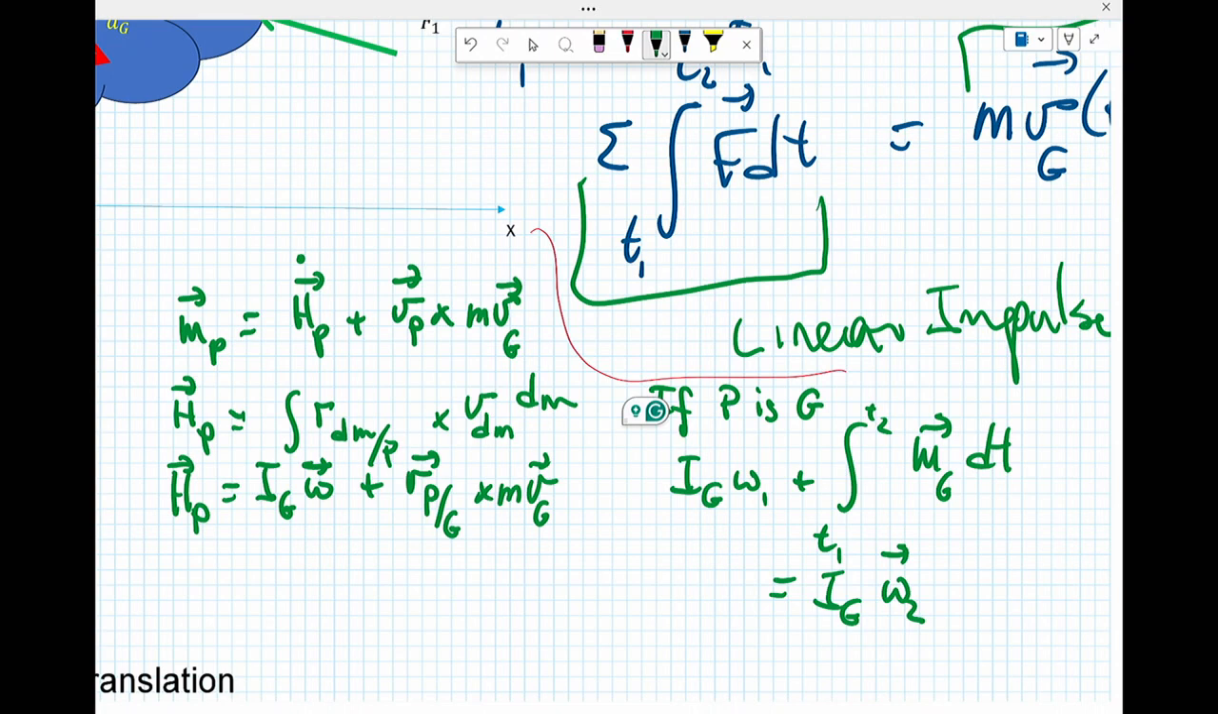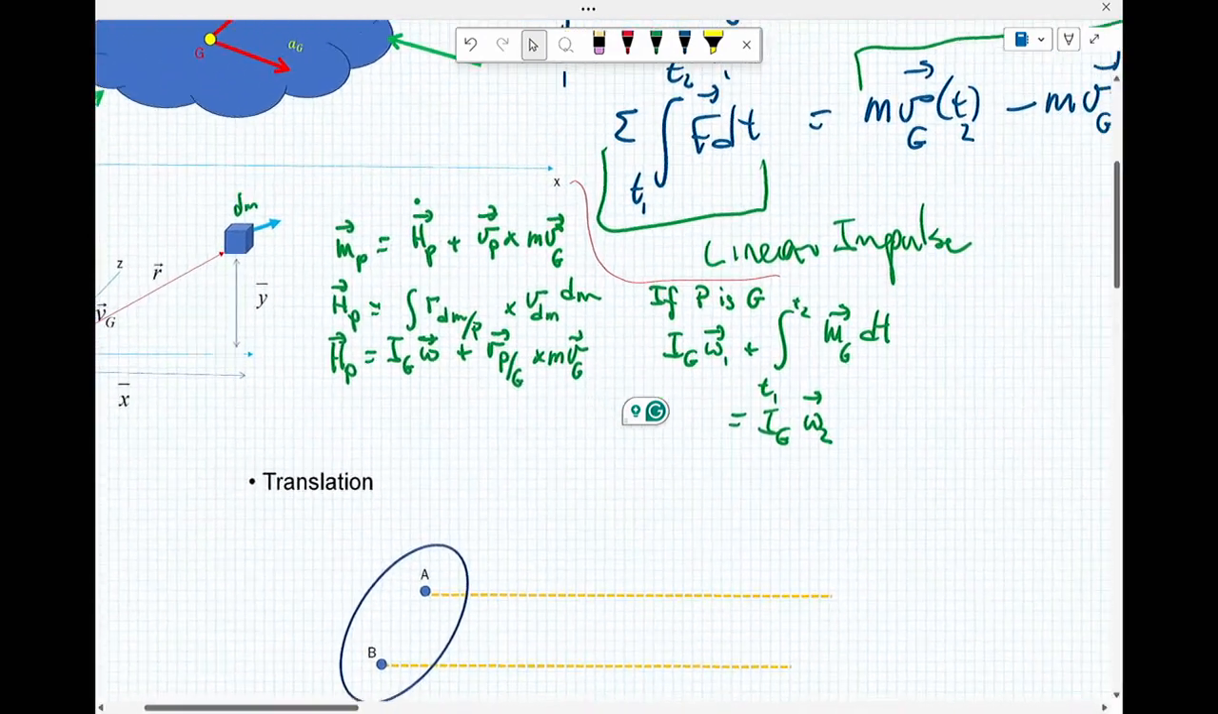And we spend a lot of time trying to make sure that there are no external moments applied to a system, and we end up with I G omega 1 equals I G omega 2. And all of it is dependent on your moment of inertia and writing out those terms. So that leads to the main cases.